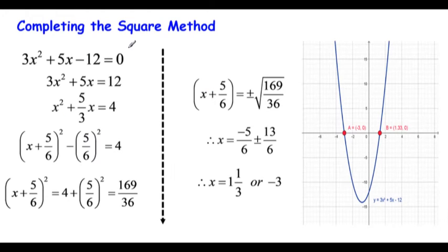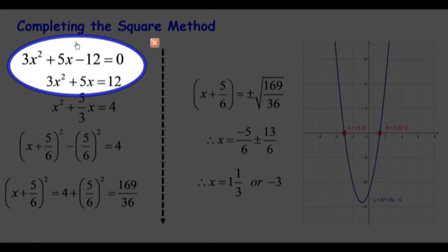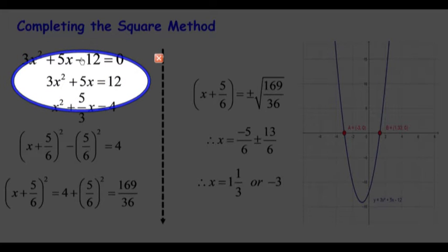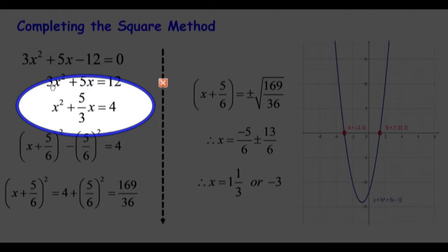What do we do? I always put the 12, or the number, across first. It doesn't really matter if there's a 3 there or not, but I always move the number across first. So then we have 3x squared plus 5x equals 12. Then we divide by 3. 3x squared divided by 3 is just x squared, 5x divided by 3 is 5 on 3x, and 12 divided by 3 is 4.